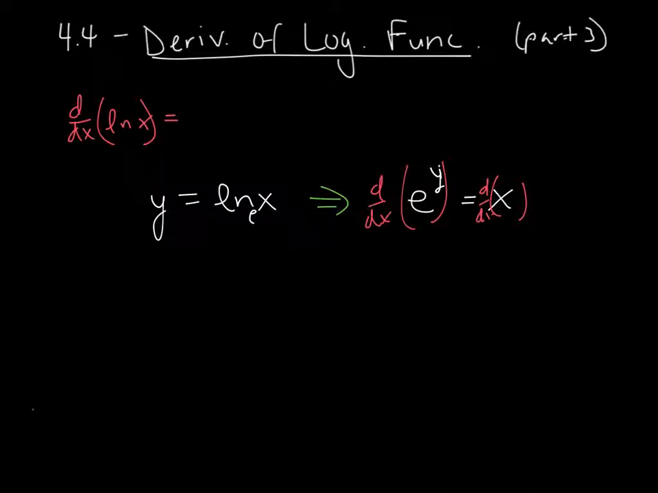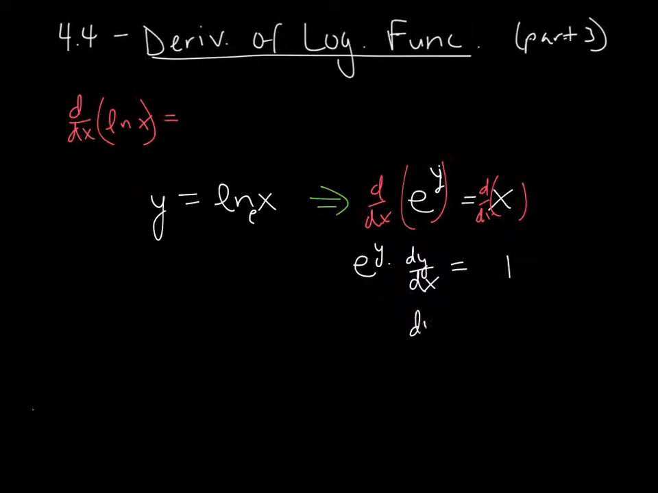So derivative of the left-hand side, I've got e to a power. So derivative of e to a power is e to that power times, if that power is something besides x, du dx, but in this case, dy dx. Since I don't have a u, I'm not going to rename my y u. So e to the y times dy dx is equal to derivative with respect to x of my function x, which is just a 1.